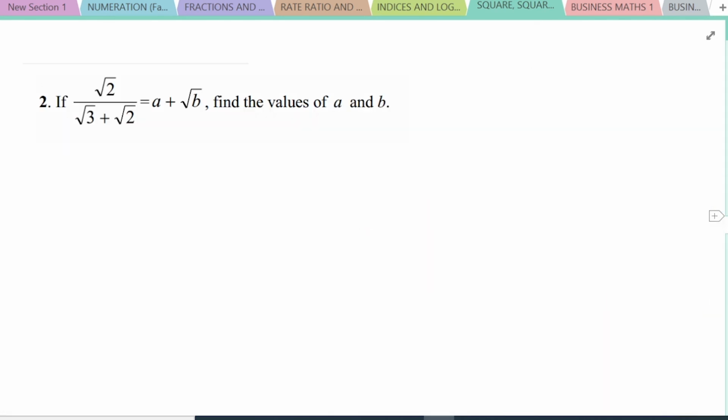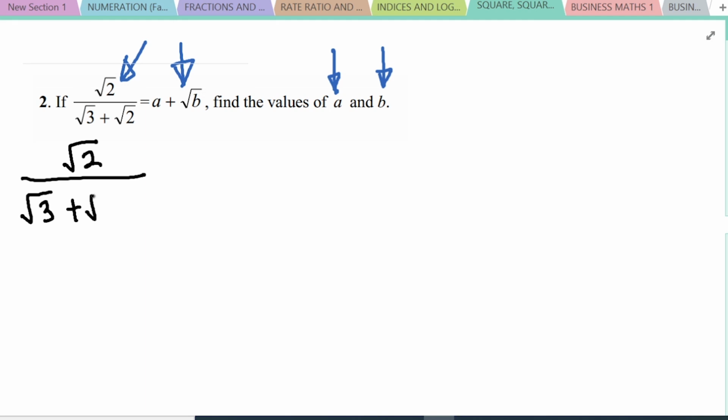So moving on to our very last number, it is kind of similar to the one before, only that now here they are asking us to express this in terms of that, and afterwards find the values of A and B. So we shall do just that. Just like the way we've been doing earlier, we are going to first of all begin by rationalizing the denominator. So this is root of 3 plus the square root of 2, like that.